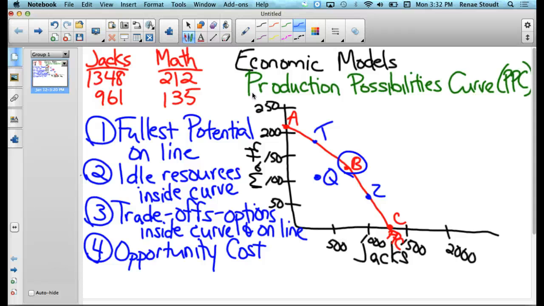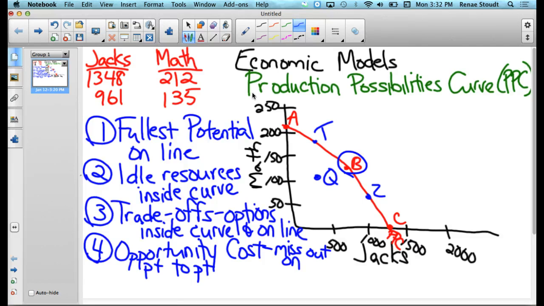Opportunity cost, remember, is what do I give up? What is your second choice? What do you miss out on? So this is going to be when you're moving from point to point. For example, if I'm moving from B to Z, I get more jumping jacks, but what do I miss out on? What do I lose? I miss some math facts. So my opportunity cost is missing some math facts. So you can see this by moving from point to point on the curve.